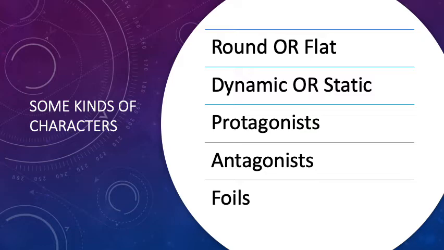Antagonist you can think of as anti-protagonist, and they are working against the main character. They're the ones preventing the main character from achieving his or her goal. Foils are often friends of the protagonist, but they have opposite personality characteristics, and their difference serves to highlight the characteristics of the protagonist.